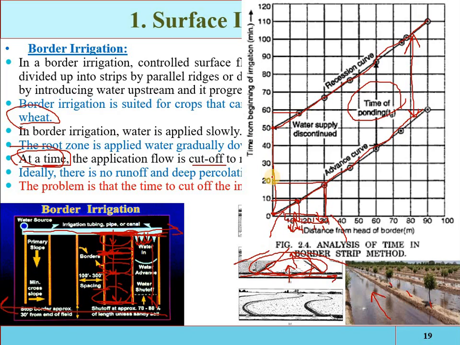So these two terminologies are used in border irrigation. Okay, now let's come to the time of cutoff, that is, when you have to stop the flow into the border so that deep percolation losses and runoff losses may be reduced. See, for example, this is the length of the border. When you introduce the water into the border, it will flow in this manner.